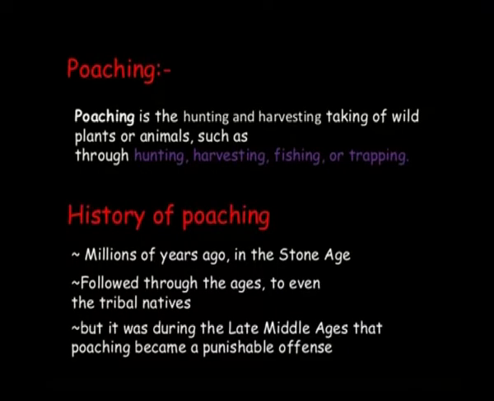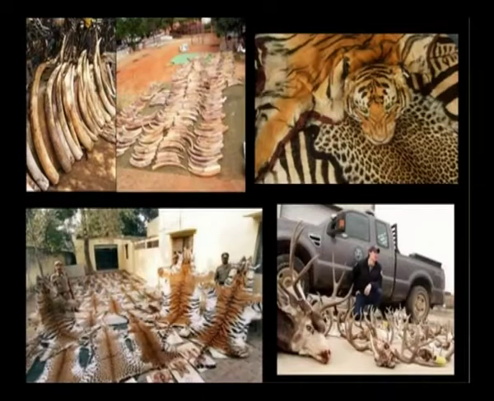It was only during the late Middle Ages that poaching actually became a punishable offense, because man by then was considered civilized, and he had other methods of feeding himself and other methods of clothing himself. When it started being done for game, just for fun, it became a punishable offense. It's done for tigers and rhinoceros, the deer, all of them are hunted for their tusks, for their skin, for their horns, all of these animals and for their animal products.